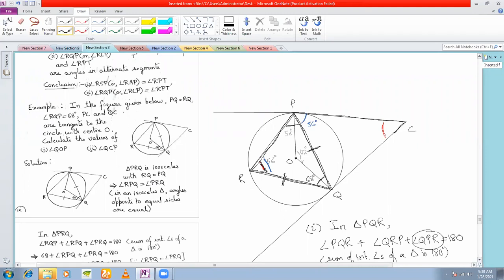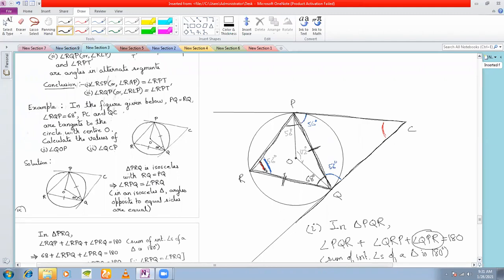Similarly, this is a tangent and this is a chord. Angle in the minor segment is this one, and this angle and this angle are also these two. This pair of angles is also angles in alternate segments. So if this is 56, this must also be 56.